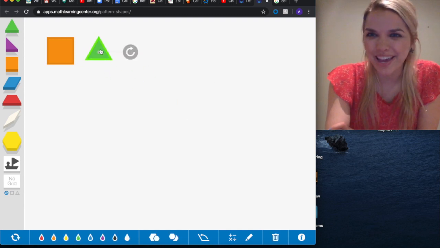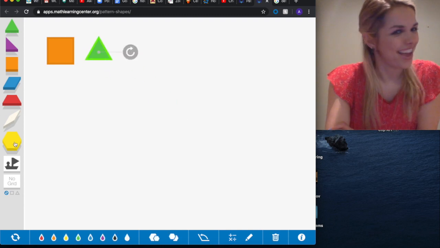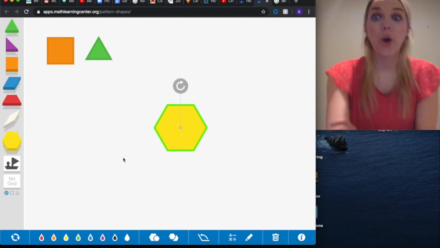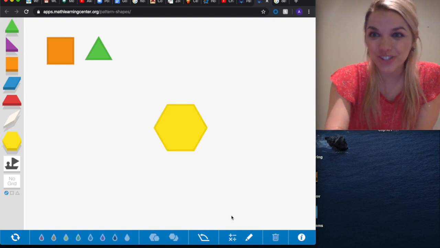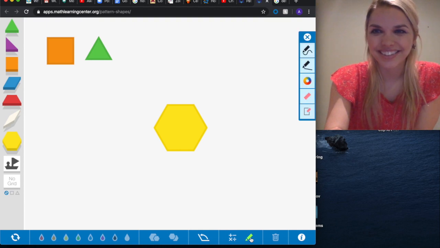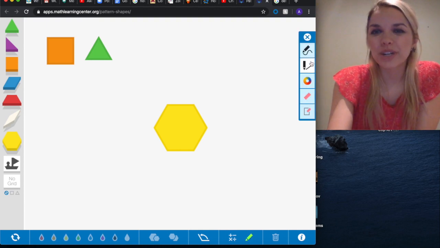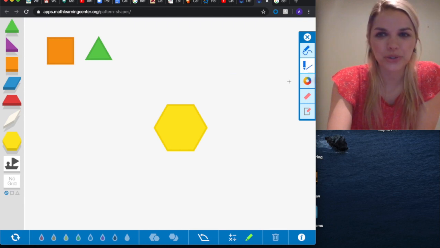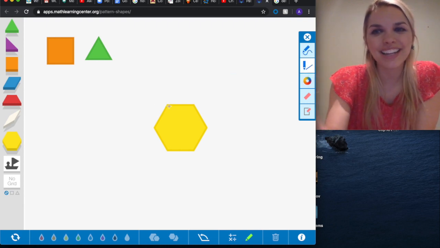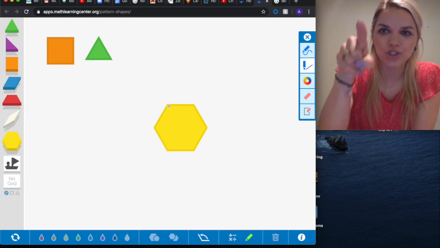What shape should I pick? Hexagon it is. Whoa, this shape has a lot of lines. Are you ready to go ahead and count? Okay, let's do it. So we're gonna grab our marker this time. What color do we want? Blue. All right, let's do it. Again, take that finger and trace with me.